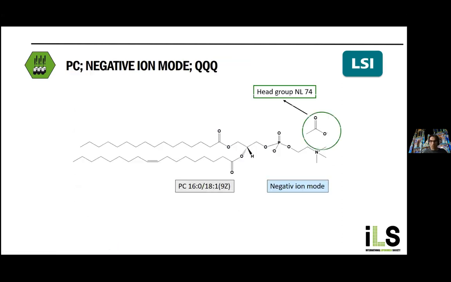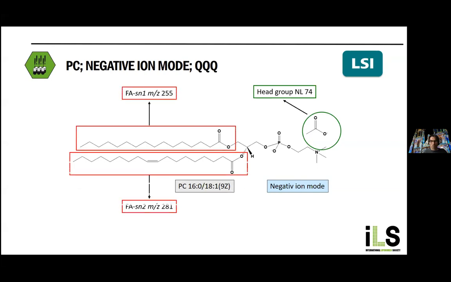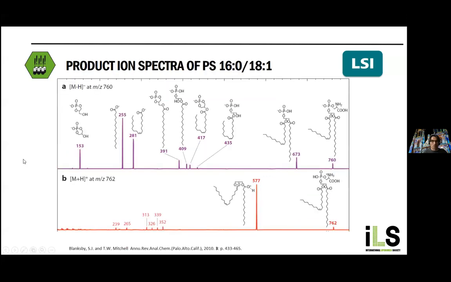So if you use negative ion mode, same as with the PE, you have a lipid class fragment. It's a neutral loss if you have a formic acid adduct for the PC, for instance, and also acyl chain fragments. So you can again annotate at the molecular lipid species level.